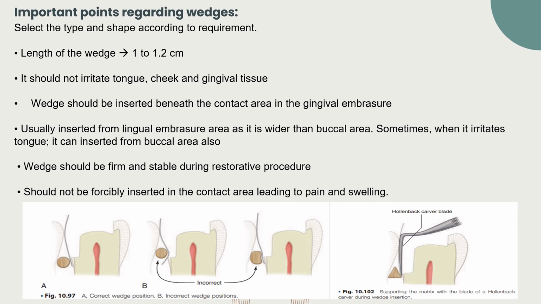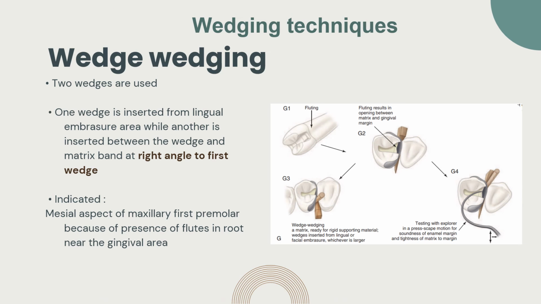The wedge should be firm and stable during the restorative procedure, and it should not be forcibly inserted in the contact area, which might lead to pain and swelling. Moving on to the wedging techniques, the first one is wedging. Here, two wedges are used, where one wedge is inserted from the lingual embrasure area, while the other one is inserted between the wedge and the matrix at right angle to the first wedge. It is mostly indicated in the mesial aspect of maxillary first premolar because of the presence of fluting in the root near the gingival area.